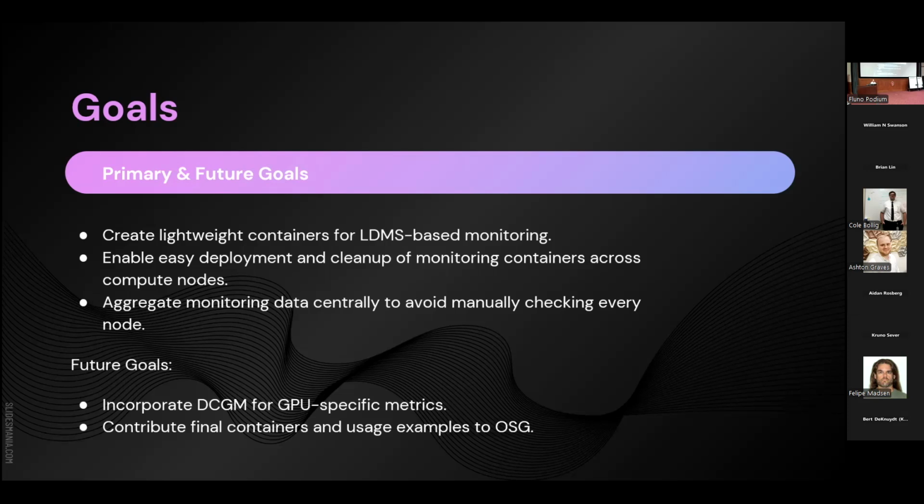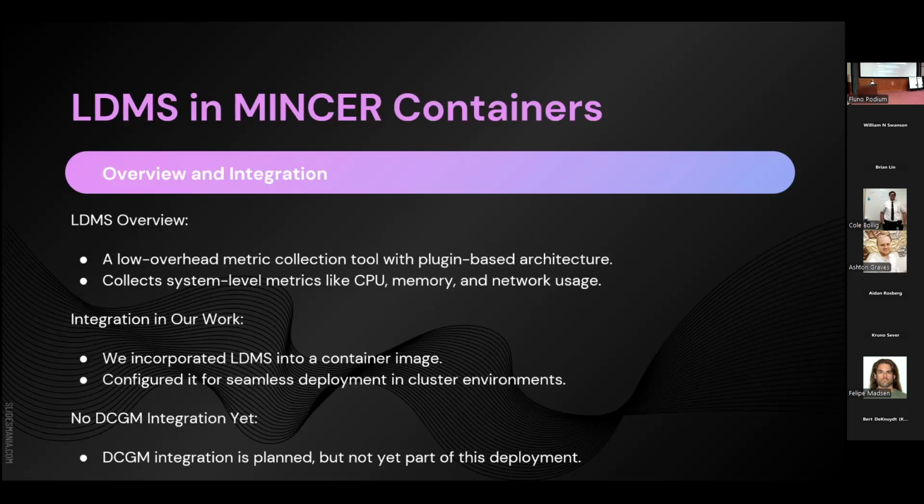So our future goals will be to incorporate the DCGM for GPU-specific metrics. So far, we do have the LDMS in it. It's just DCGM was a little bit complicated, it just wasn't really wanting to work out with the Docker containers. But yeah, and we want to contribute the final containers and usage examples to the OSG. That would be the final and ultimate goal of MINCER. So hopefully that'll be done pretty soon.